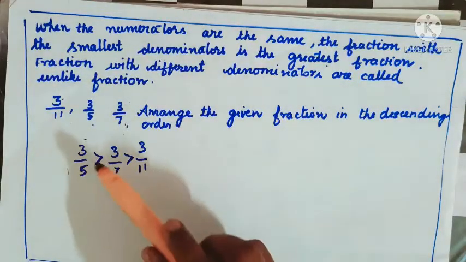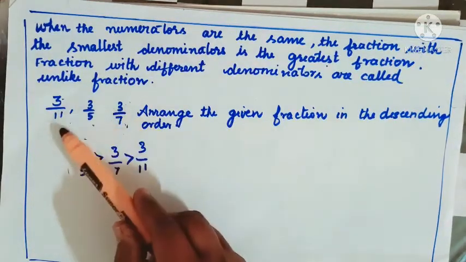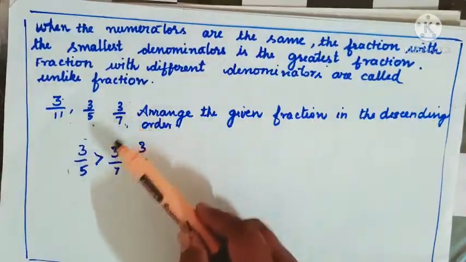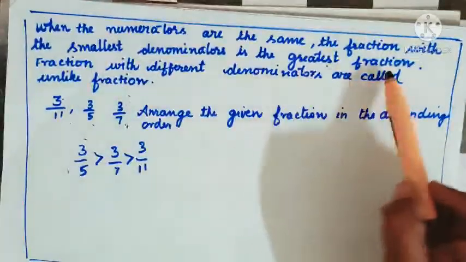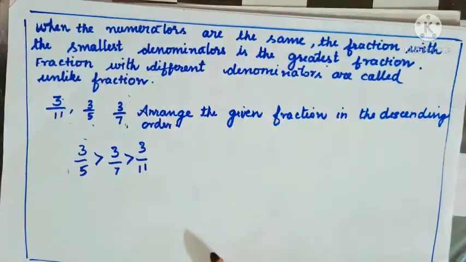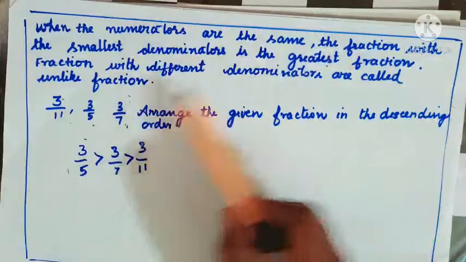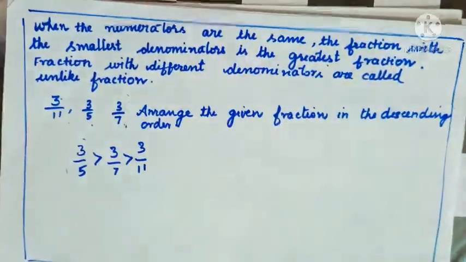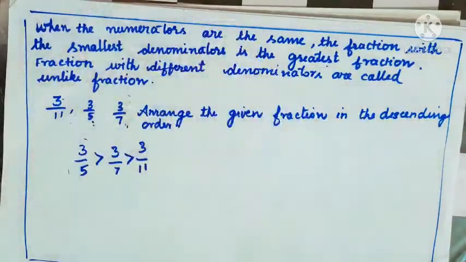What is an unlike fraction? The numerators are the same, but the denominators are different. If the denominators are different, it is called an unlike fraction. The condition is that when the numerators are same, the fraction with the smallest denominator is the greatest fraction. Do you understand?